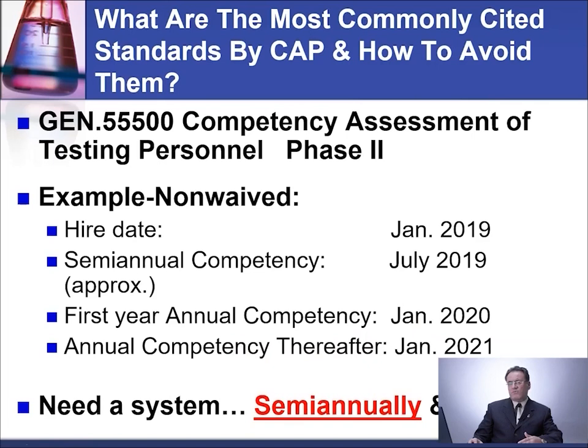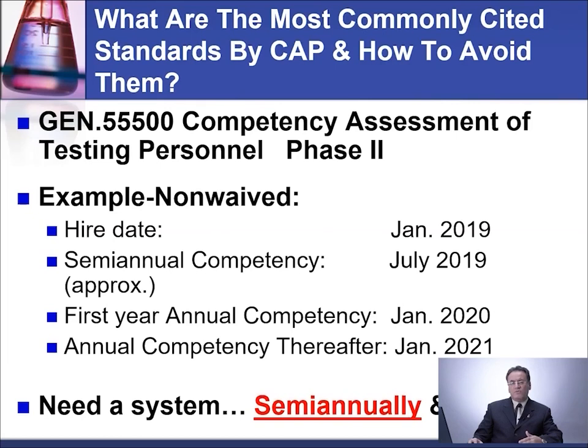You need a system for the semi-annual and annual competency, especially the semi-annual. People forget about it. That's why you need to put it on a calendar. If you have a new employee, just count 6 months from the date of their hiring and see if they're done with the training.